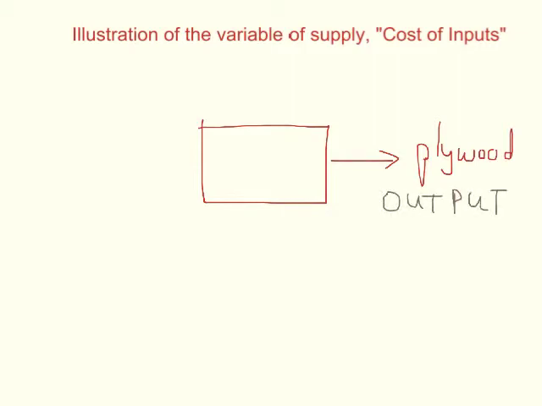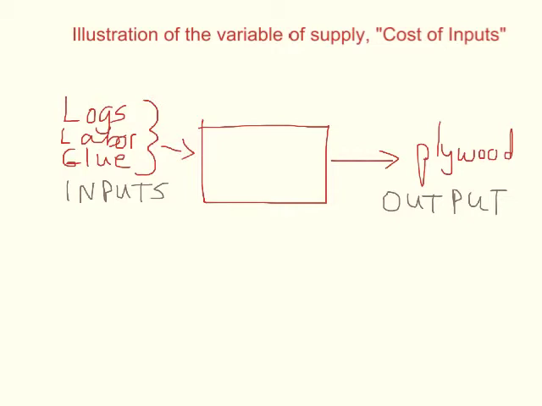The inputs are the materials and the labor and everything else that goes into making the plywood. So we have logs, labor, and plywood is really just sheets of wood glued together. So we've got glue. So these are the inputs. And when the cost of inputs goes up, that means it's more expensive to produce the plywood.